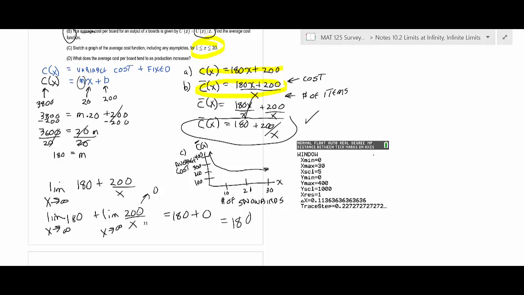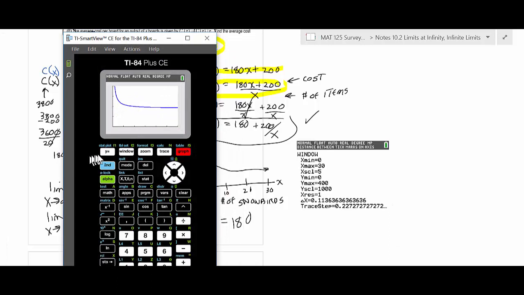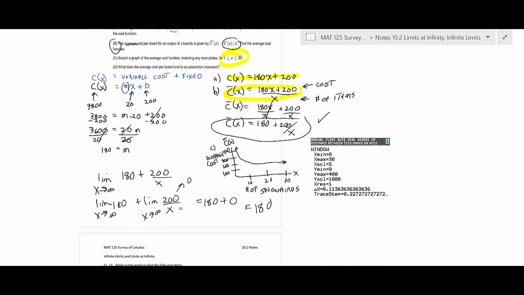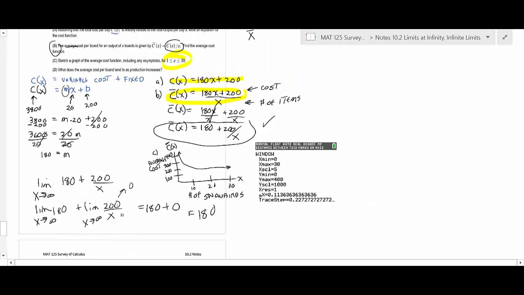I'm going to show you one other quick thing on the calculator. You don't have to do this, but if you put in y2 equals 180, you'll see what I mean. If I graph that, that's going to be your horizontal asymptote. Is that clear with everybody? You use limits a lot of times in business to see where something is going as your production increases. That's one idea. Any questions about anything I did on that problem? Everybody following along okay?